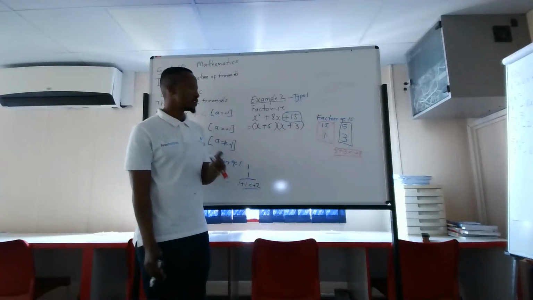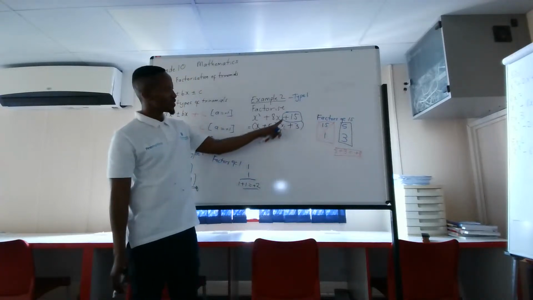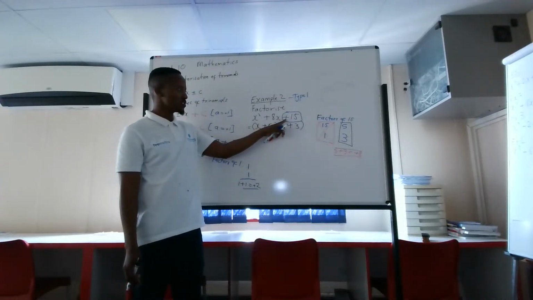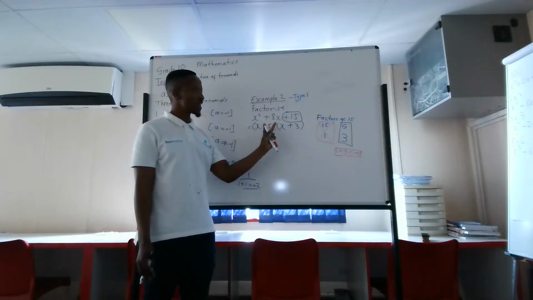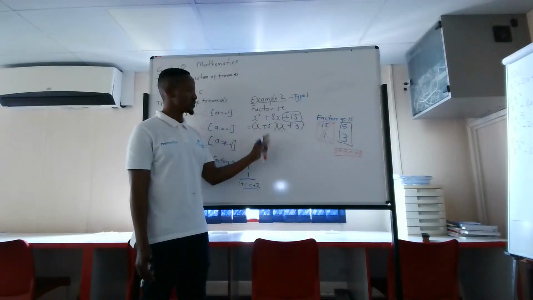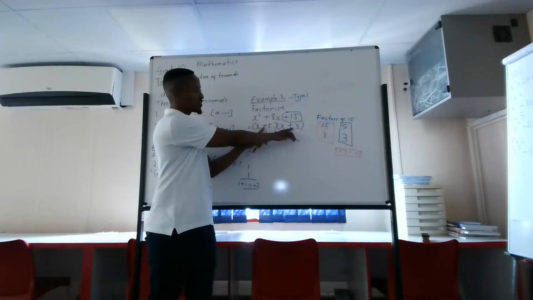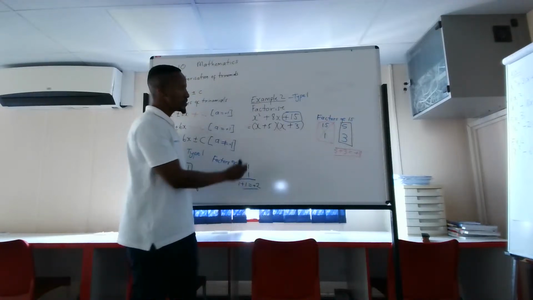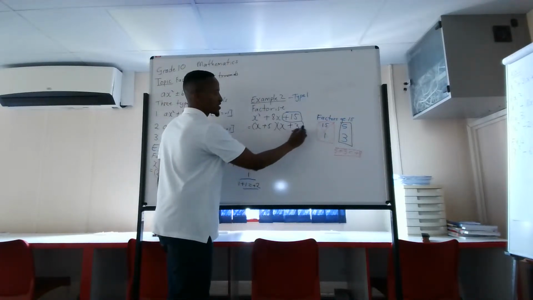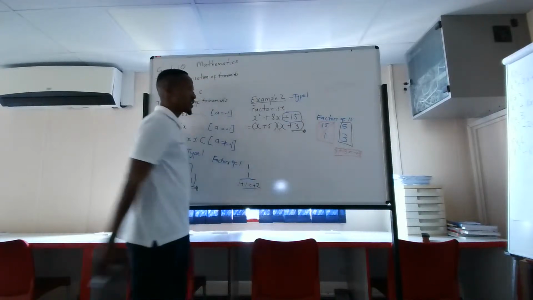Now the other thing that I wanted to emphasize is that when your value of c is positive, your brackets will have the same sign. If the value of c is positive, you will have the same sign, which is positive 5 and positive 3. Then we have factorized our trinomial.